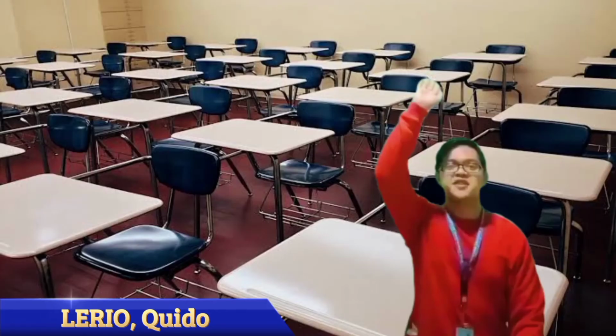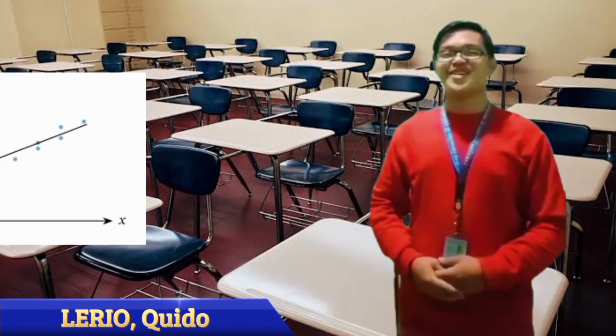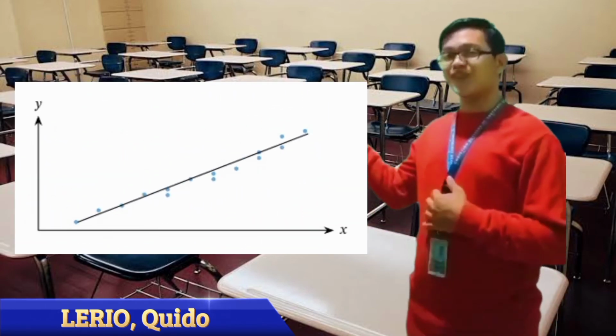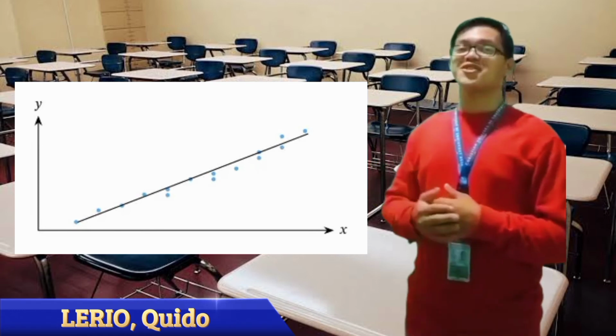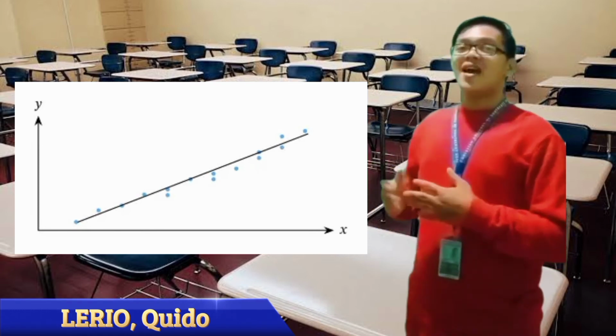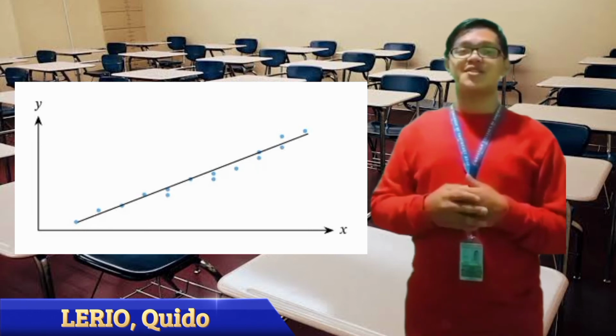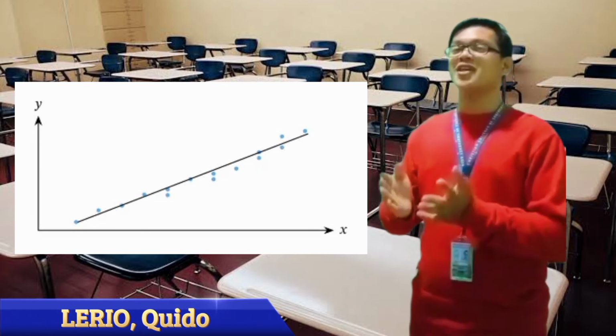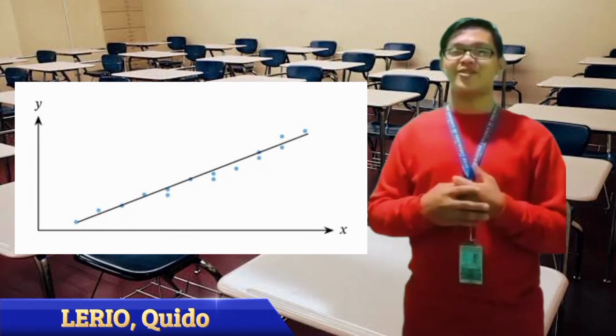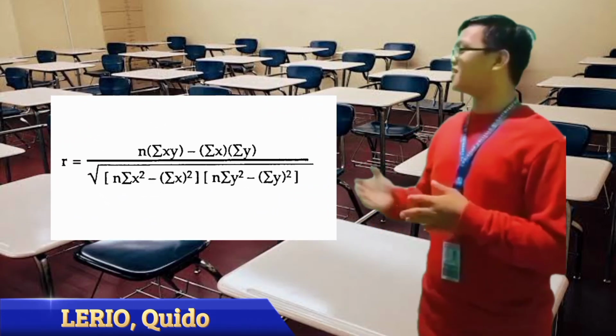So, who can give me an example for this? Sir, let's say for example, we have the vertical line measuring the weight and the horizontal line measuring height. As we can see, as the measure of height increases, the measure of weight is also increasing. We can call this a high positive correlation. So we can solve this by using this formula.